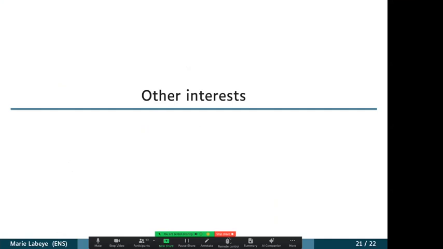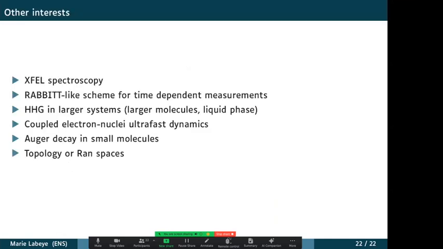I just wanted to mention other phenomena that I'm interested in, and I would be very happy to discuss if you have ever heard about one of these or have never heard about one of these and you would like to know more. So I mentioned a little bit that we are building a theory group in the XFEL GDR. So I'm interested in XFEL spectroscopy recently and kind of linked to XFEL, but not only.